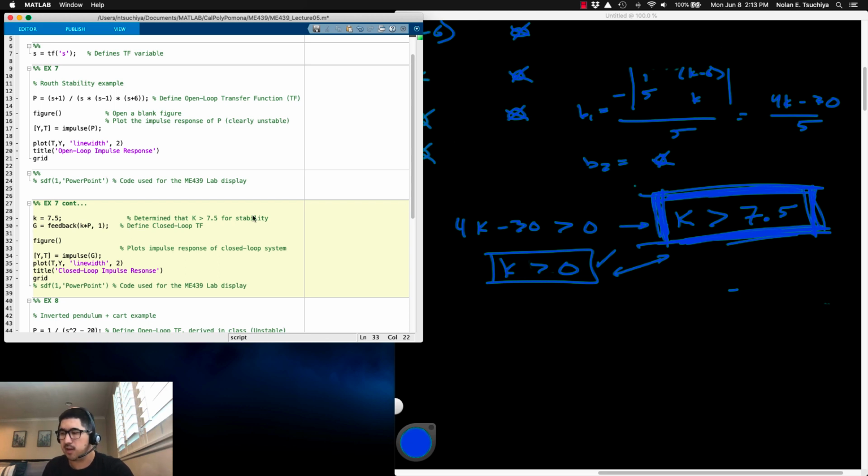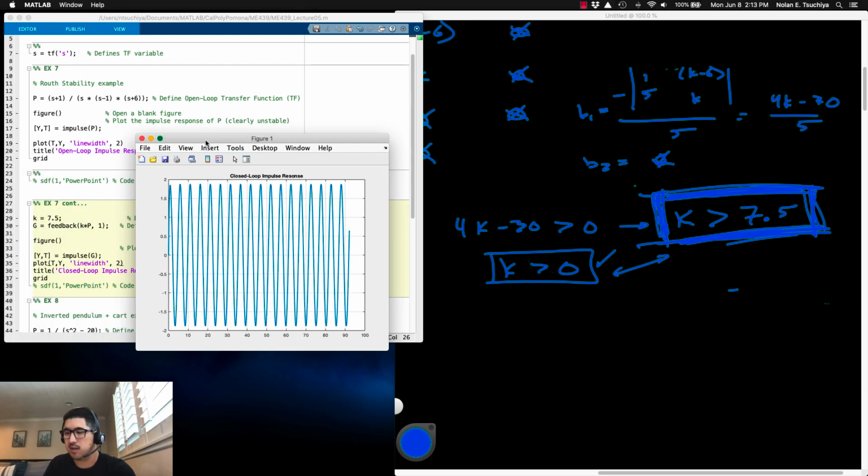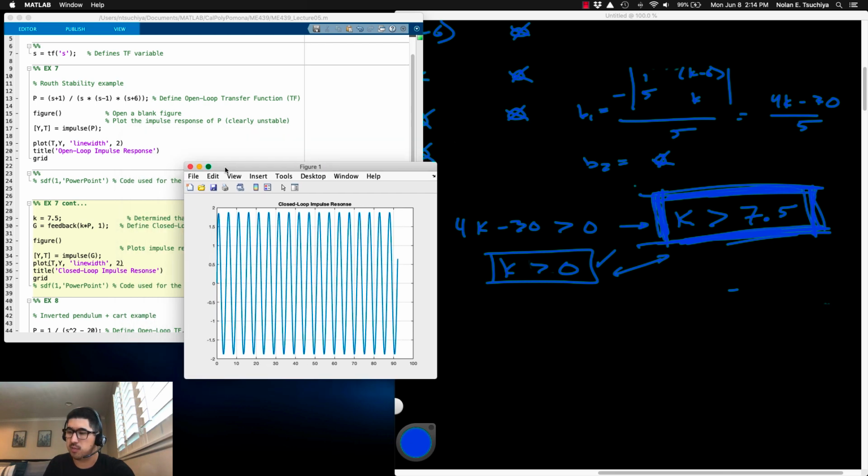Now, if you want to see what happens at that critical mark, you may have some guesses. My guess is that at that critical juncture between stability and instability, we're going to be marginally stable. So when K equals 7.5, my guess is we're going to have poles on the imaginary axis. One way to verify that is to just run this simulation, and you see that indeed you get pure undamped oscillation. This response will never decay, but it's also bounded, right? It never explodes to infinity. So this is a marginally stable response.